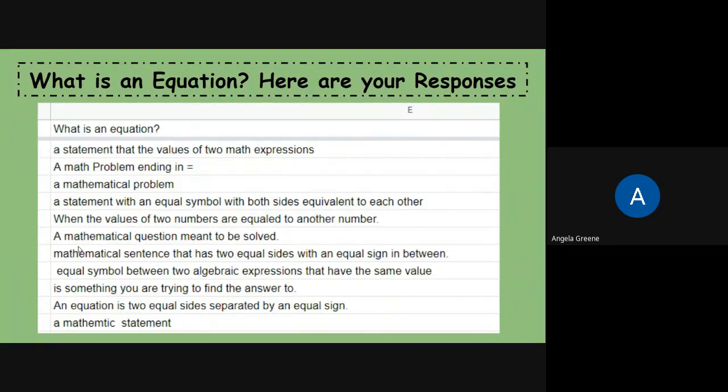An equation is a statement that the values of two math expressions, a math problem ending in equals, a mathematical problem, a statement with both sides equivalent to each other, when the values of two numbers are equal to another number, a mathematical question meant to be solved, a mathematical sentence that has two equal sides with an equal sign in between, an equal symbol between two algebraic expressions that have the same value, something you're trying to find the answer to. An equation is two equal sides separated by an equal sign, a mathematical statement.